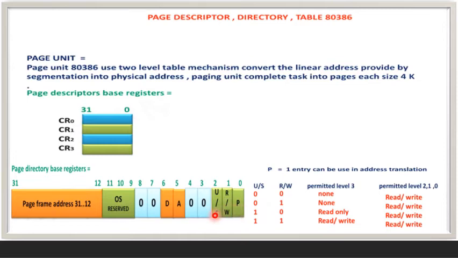The U/S and R/W bits, these two are the user/supervisor bit and the read/write bit. These two bits are used to provide the 4-level protection as shown here. Level 0 has the highest privilege level, but level 3 has the lowest privilege.